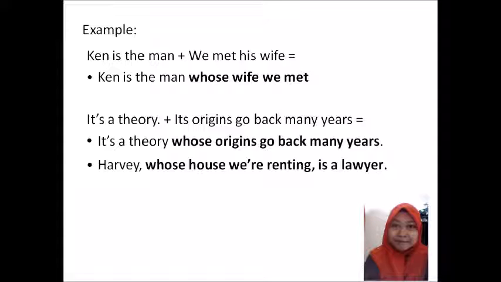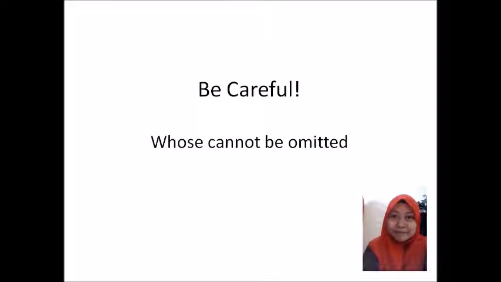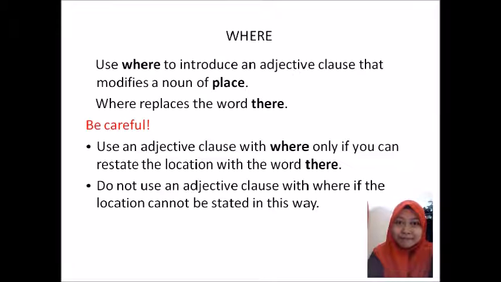Next, it's a theory plus its origins go back many years. The full sentence is: it's a theory whose origins go back many years. Next, Harvey, whose house we are renting, is a lawyer. Be careful, whose cannot be omitted.